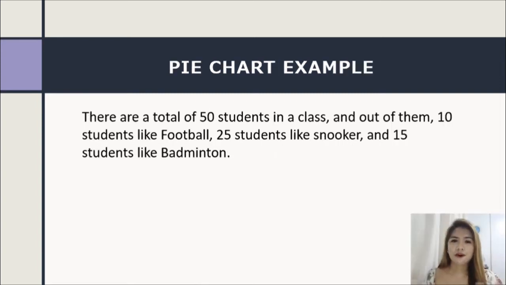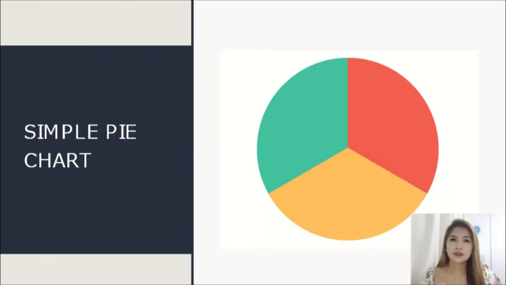Example, there are a total of 50 students in a class, and out of them, 10 students like football, 25 students like snooker, and 15 students like badminton. The simple pie chart is the most basic type of pie chart, which is used to depict the general representation of a bar graph.